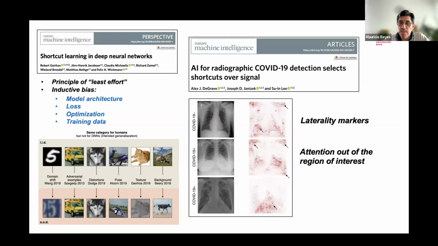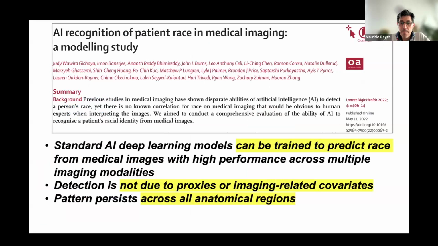Then on the right, you see some examples in medicine. This is one of those multiple COVID papers we saw in the last years, where the idea was to show that shortcuts also exist in medical imaging, and you see areas where the models were looking. These are the so-called saliency maps, showing us that the model sometimes doesn't even look at the area of importance as a human would do.